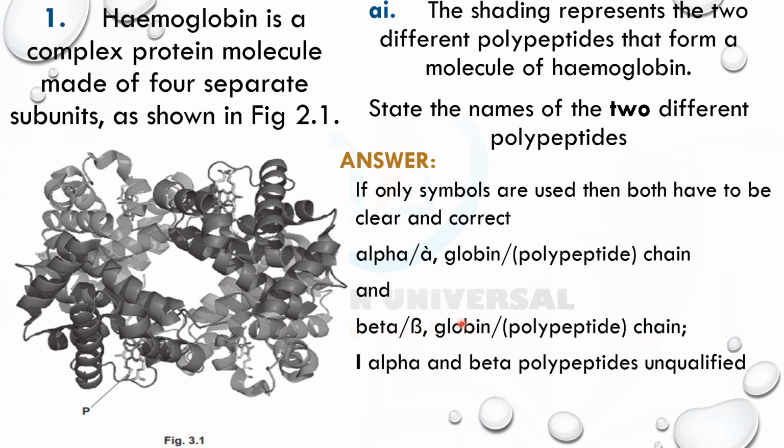Let's go on to the next question. Ignore alpha and beta polypeptides alone; you have to bring in globin. So you say alpha globin or polypeptide, you just list them. And if you're saying polypeptide, put chain there. Just 1 mark. Let's go to the next question, guys.